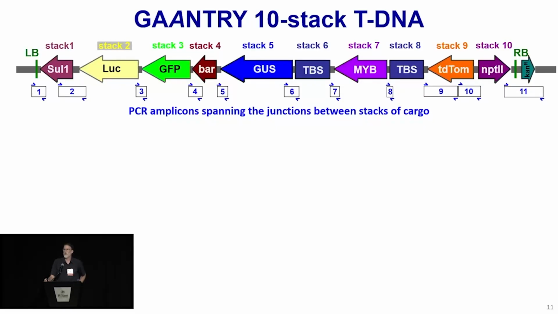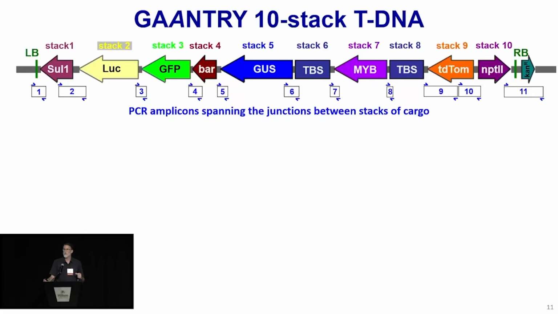When we initially developed this system, what we wanted to do is make sure it was doing the assembly exactly as we expected. And so at that time, the easiest way to validate that the strain had the cargo that we introduced was to use genomic PCR on the agrobacterium strain itself.